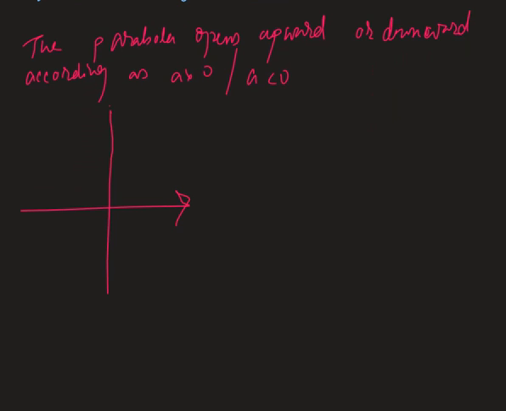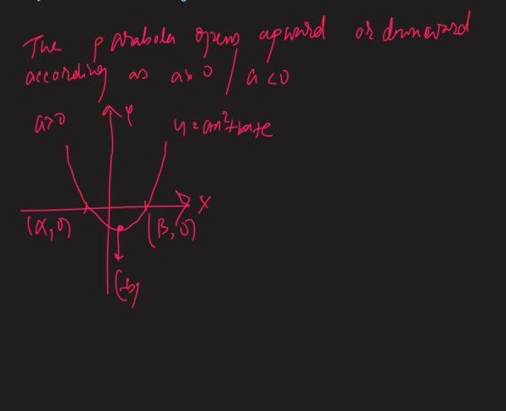So this is the axis y and this is x. Therefore we get a curve like this. y is equal to ax square plus bx plus c, and here a is greater than 0. This coordinate is alpha comma 0, this is beta comma 0, and this point is minus b by 2a comma minus d by 4a.